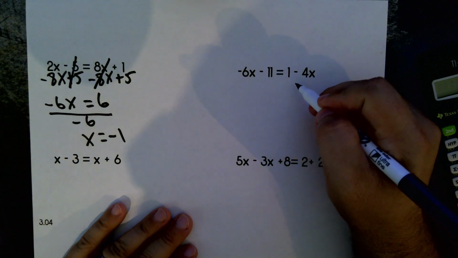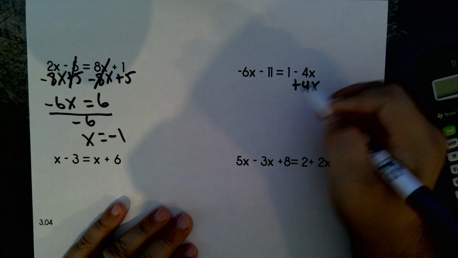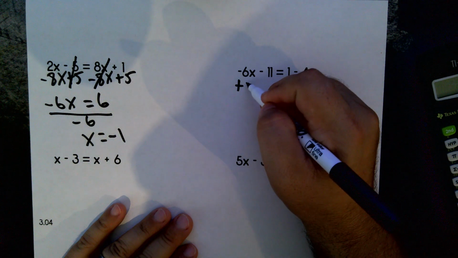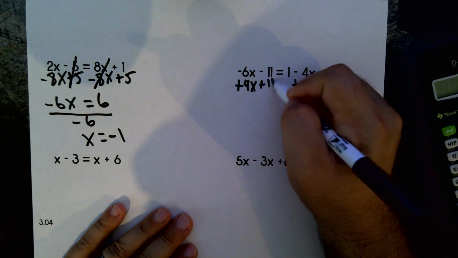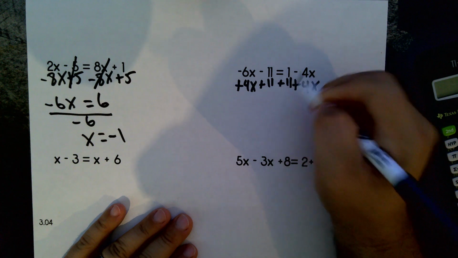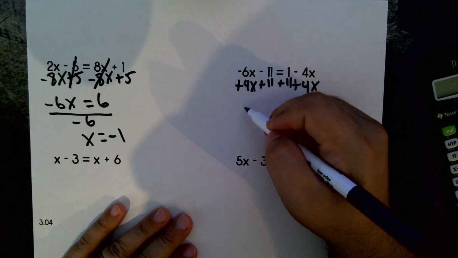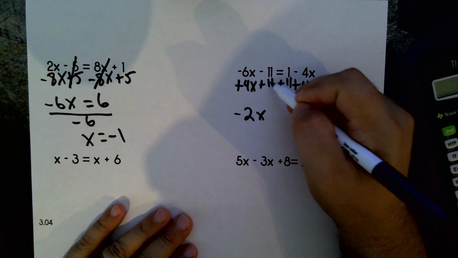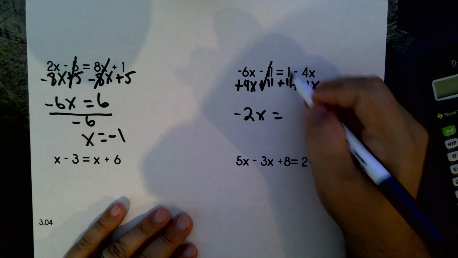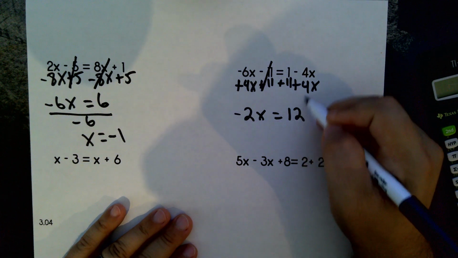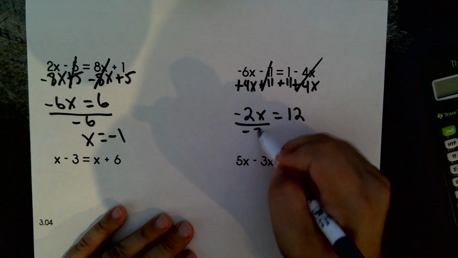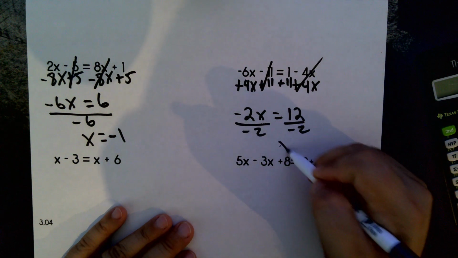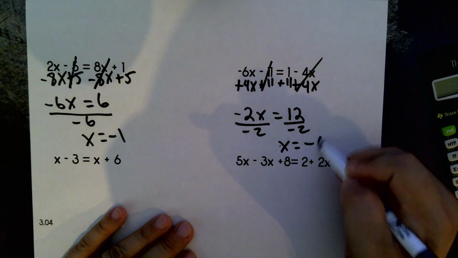Alright, we're going to do the same thing over here. Again, we're just moving the x's to the left side, moving our constants to the other side, and then negative 6 and 4 is negative 2. 1 and 11 makes 12. Isolate the x by dividing by negative 2, and you get negative 6.